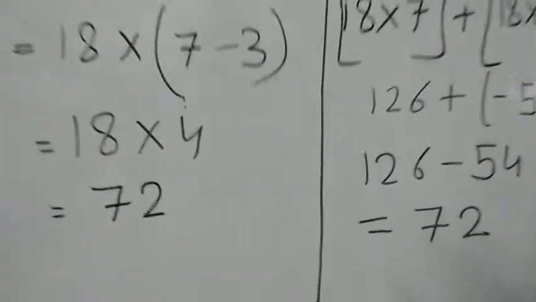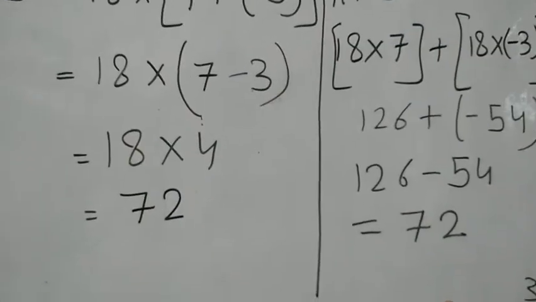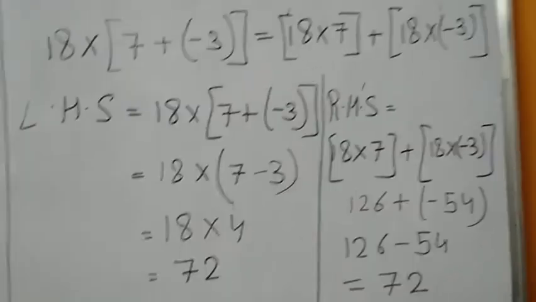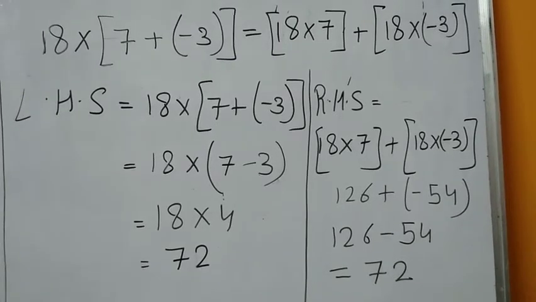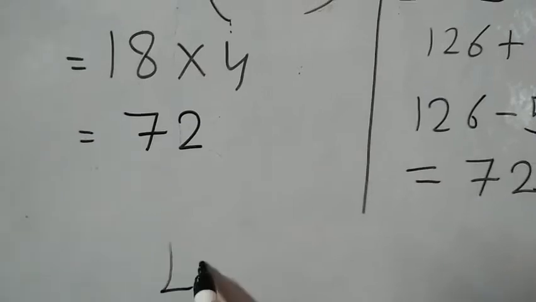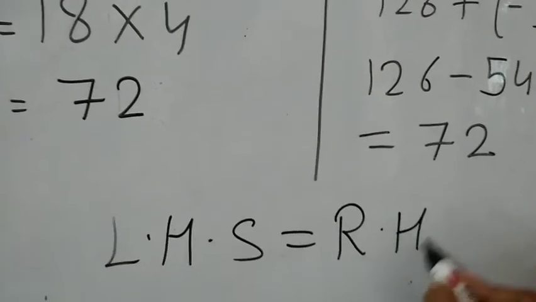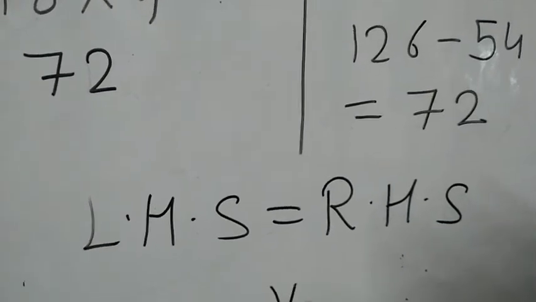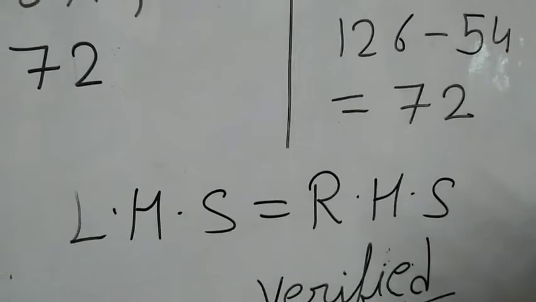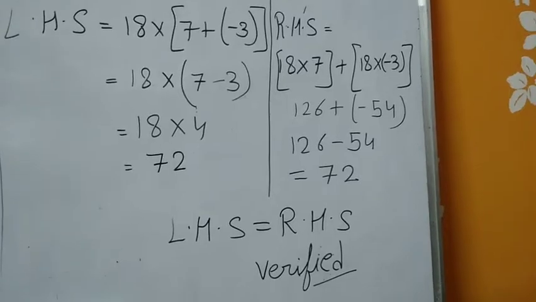Now you can see that on both sides, left hand side and right hand side, the answer is the same. So we can say this question is verified. So we have to write here: left hand side is equal to right hand side, verified. This is the complete process of solving this question. You can note down this question.